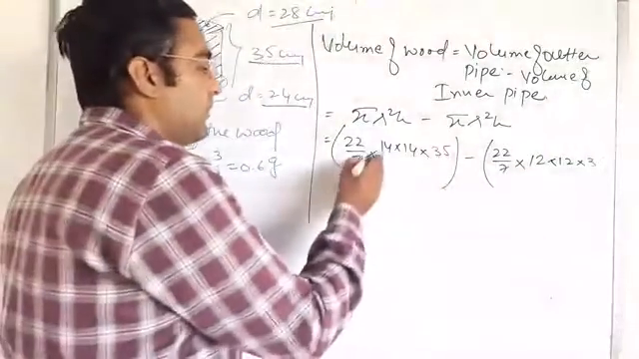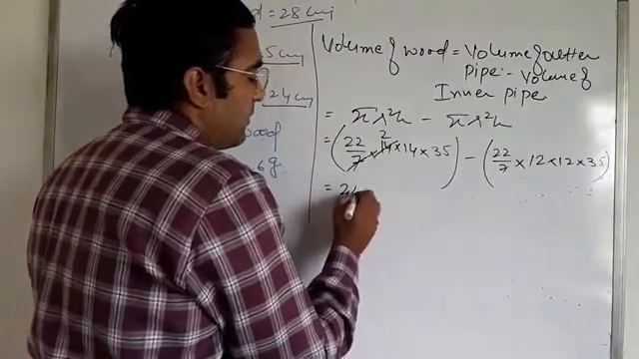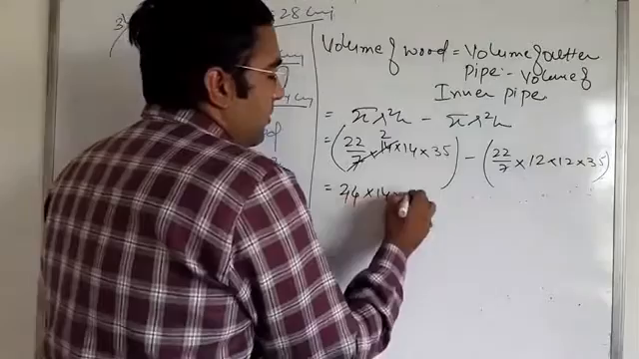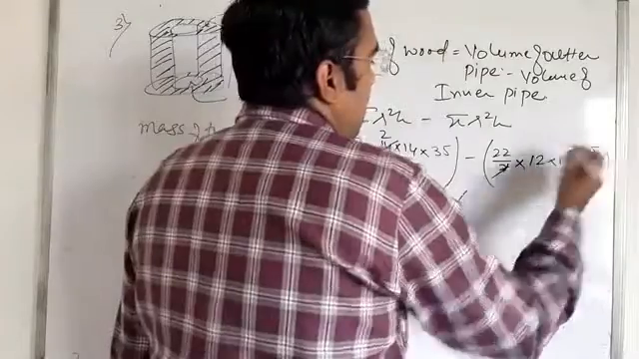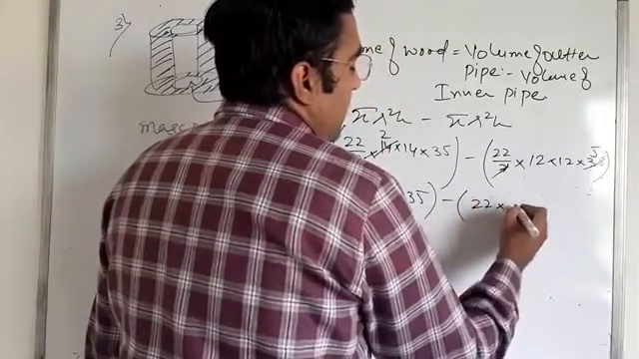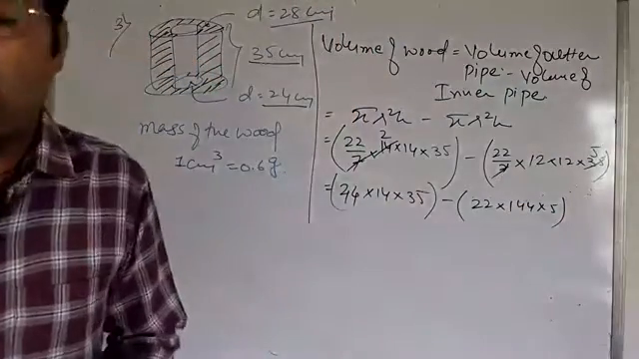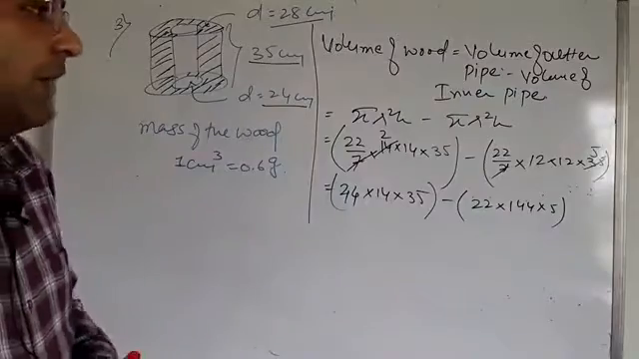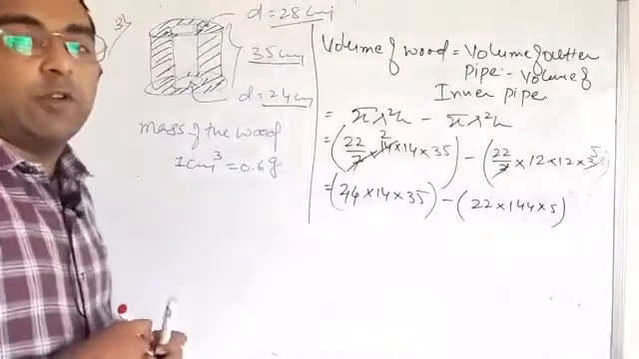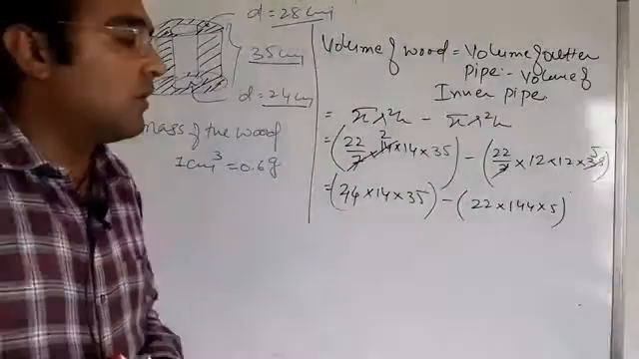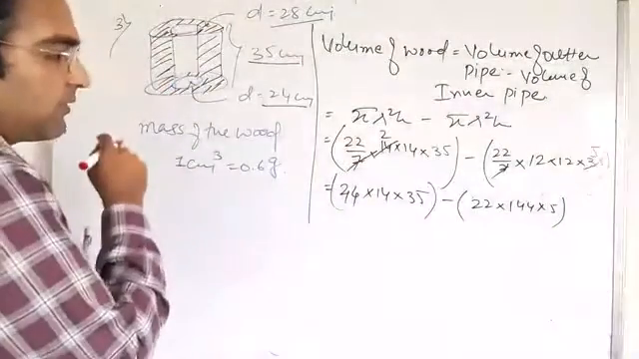Okay, so 7 2s are 14, so 22 into 2, that is 44, into 14 into 35, minus 7 5s are 35, so 22 into 12 12s are 144 into 5. So we have to multiply them and subtract to find the volume of the wood. Let's start to multiply. Students, if you want to multiply by yourself, you can do that also, and find the answer as soon as possible.